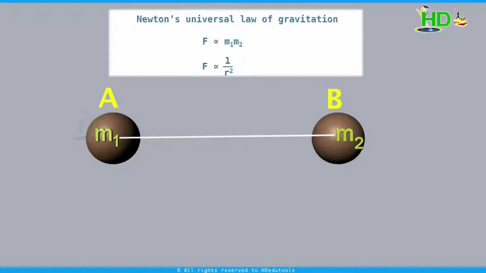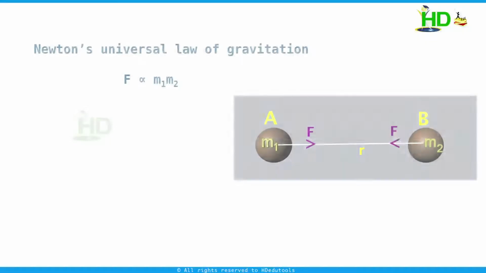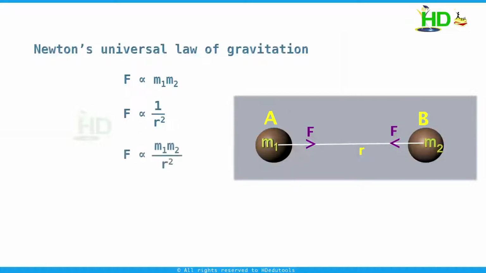Let the distance between these two bodies be r. According to the law of gravitation, the force of attraction F, or force of gravitation between the bodies, is directly proportional to the product of masses, that is F ∝ m1 m2, and is inversely proportional to the square of the distance between them, that is F ∝ 1/r². Combining these two, we get F ∝ m1 m2/r², or we can write this as F = G m1 m2/r².